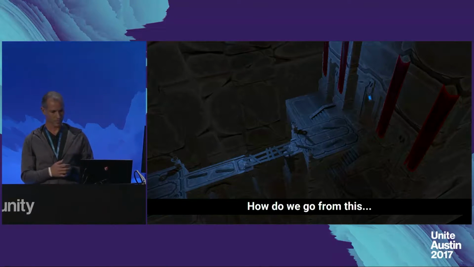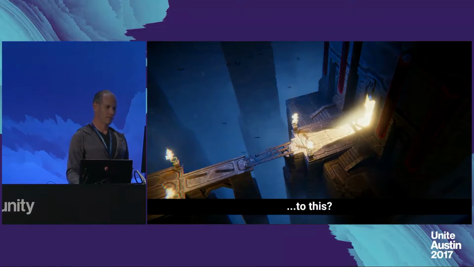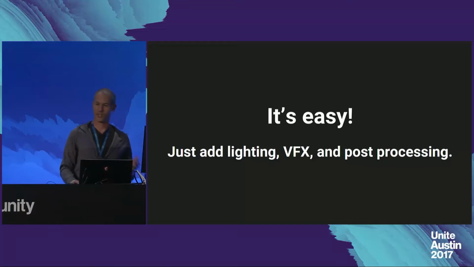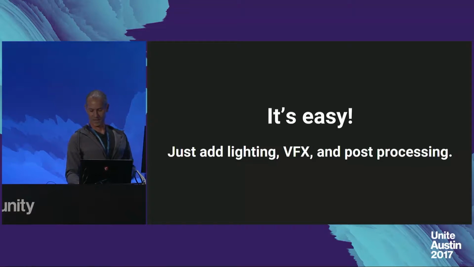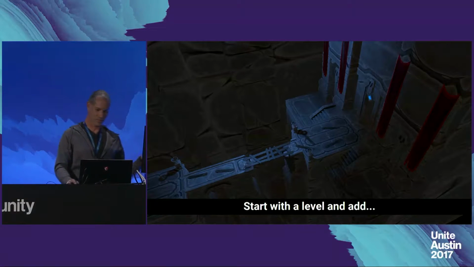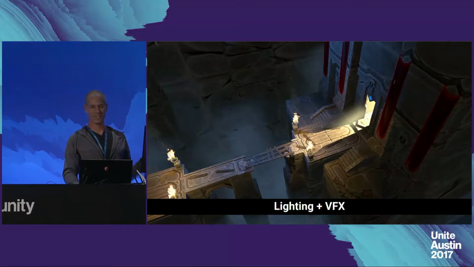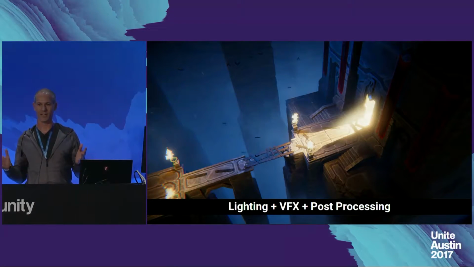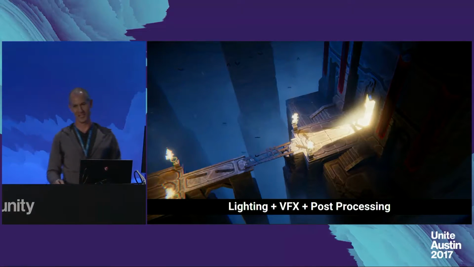Okay, so how do we go from this to this? It's actually quite easy. We just need to add these things I just listed, so some lighting, some VFX, some post-processing, just throw those in there. So we just start with a level, add some lighting, add some VFX, and then drop that post-processing in place, and boom, it's magic, right? Does it work that way? Yeah, not always, right? In fact, not really ever.